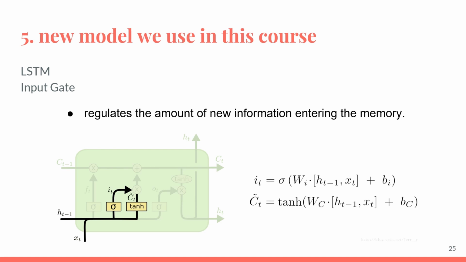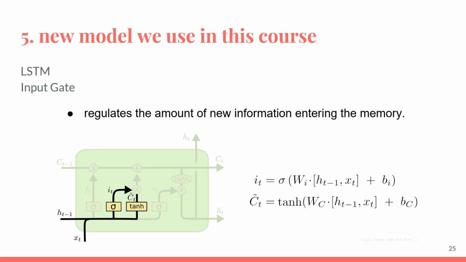In this gate, the i of t function is a sigmoid layer that takes the previous hidden state h of t minus 1 and the current input x of t, applies the weight w of i, and adds a bias term b of i. It also outputs a value between 0 and 1, since it is a sigmoid function.